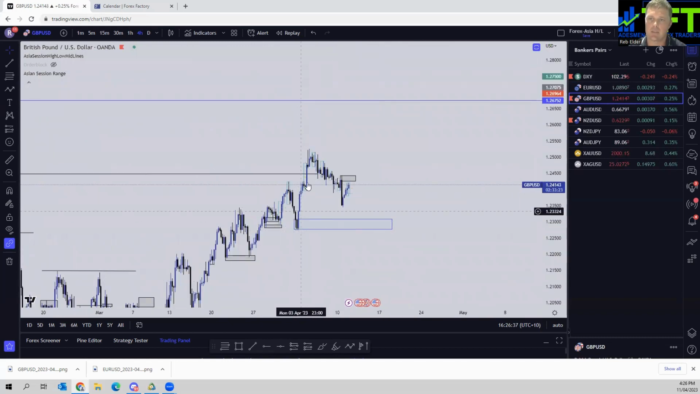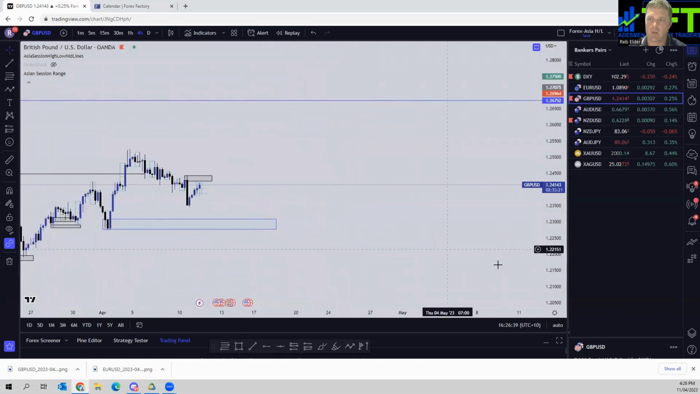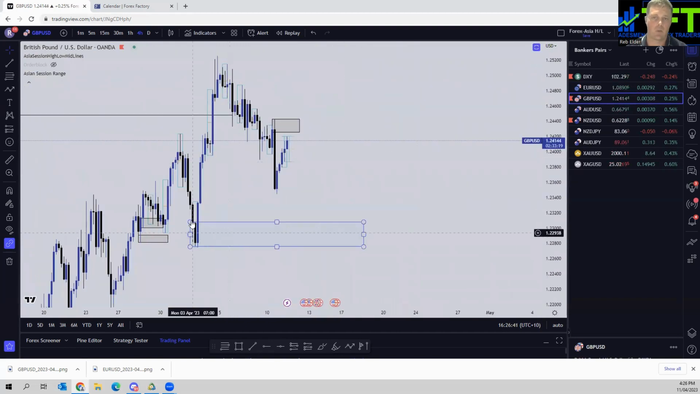This is our last impulse here. You can see that I've already marked out this origin block down the bottom. This is the area that we'd be looking for to come and fill out this big impulse area.